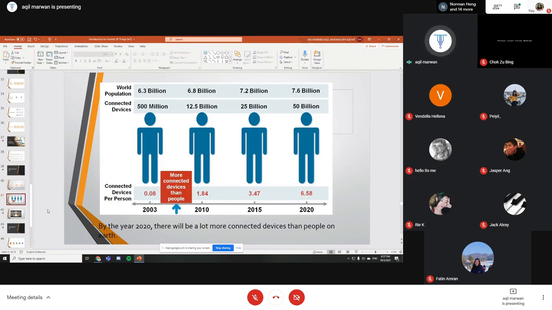So these are the statistics that show that by the year 2020, there will be a lot more connected devices than people on Earth. By the year 2020, which is last year, there have been a lot more devices connected to the internet as compared to human beings in the world.